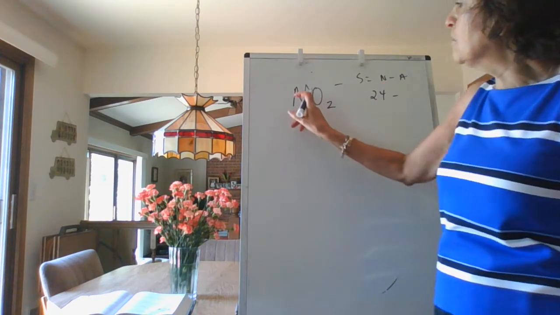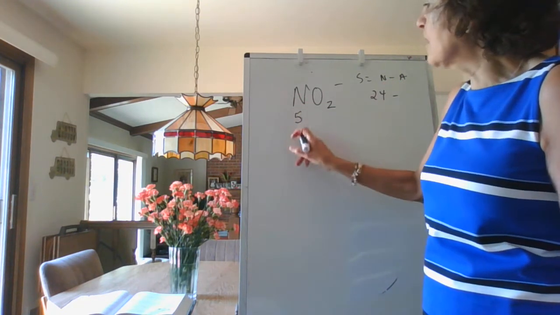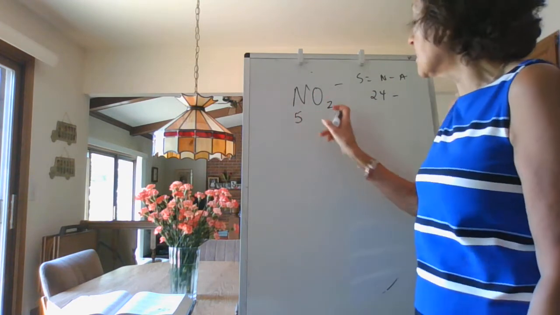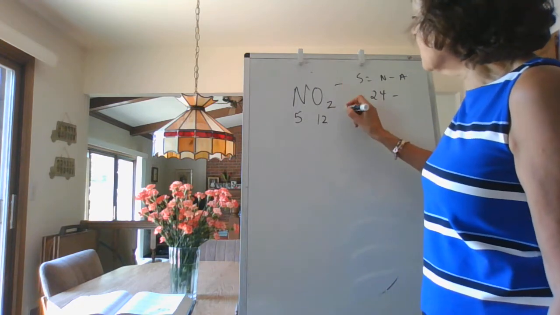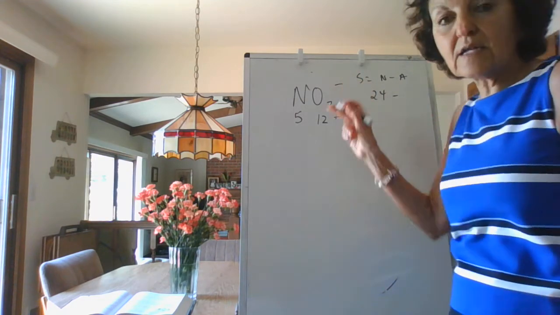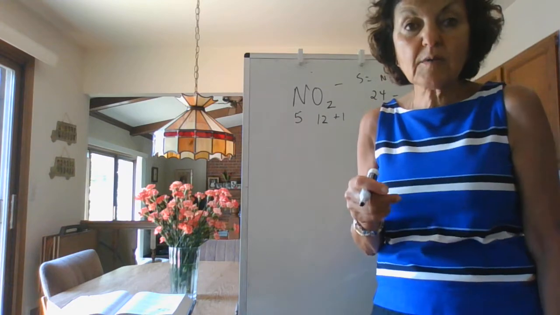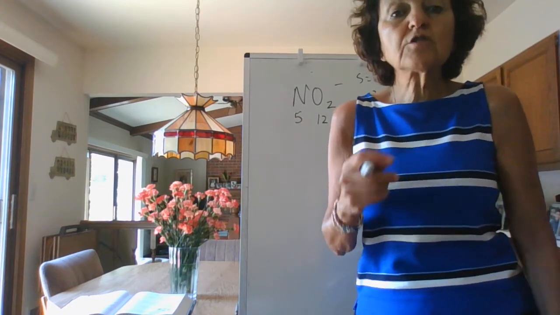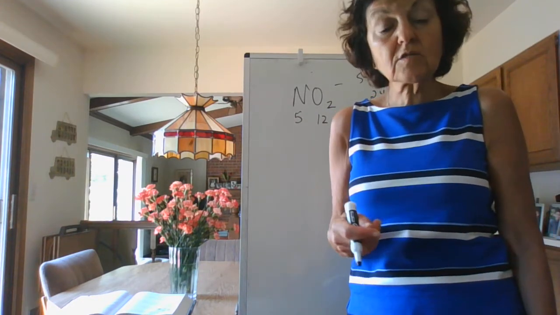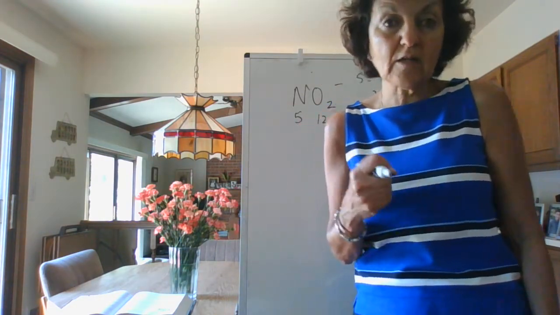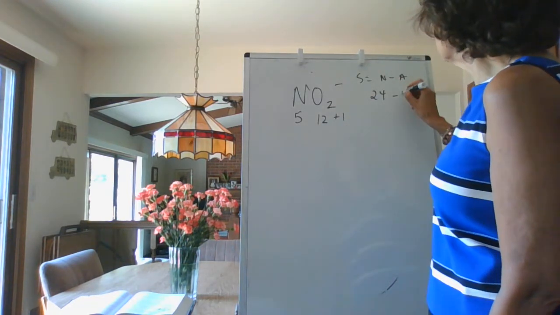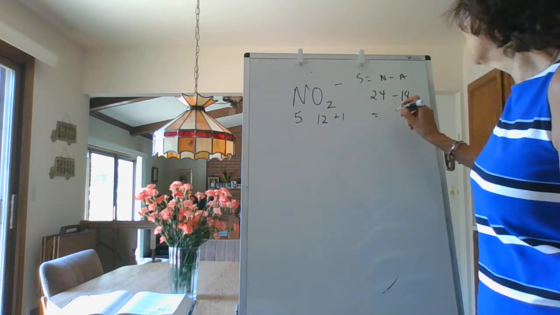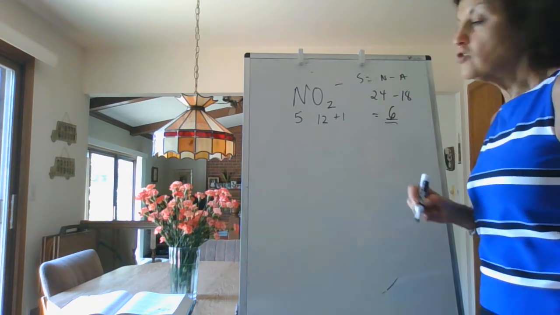Now what about the available? Nitrogen is 5 valence electrons. Oxygen is 6 times 2 is 12. And then I have to add 1. Anytime you have a charge, let's say the charge is minus 2, you add 2 electrons. If the charge is minus 3, you add 3 electrons. If the charge is plus 1, you subtract an electron from the available value. So this is 18. 24 minus 18, and you have 6 shared electrons.